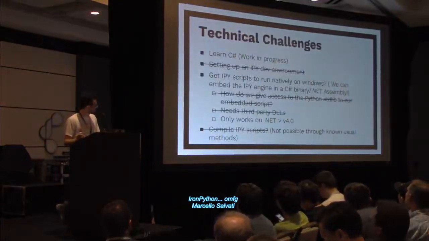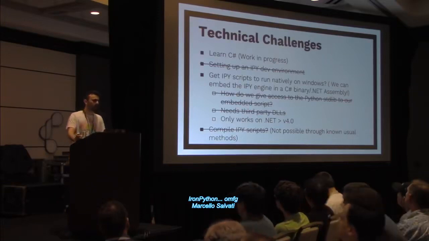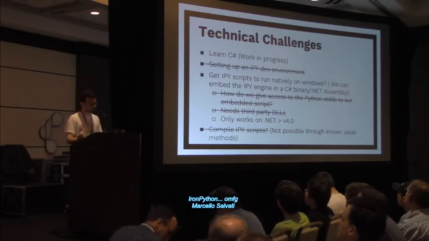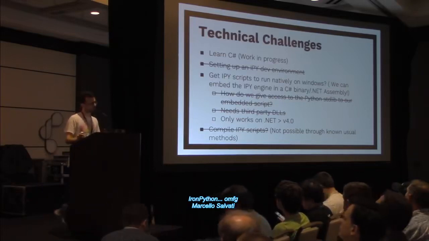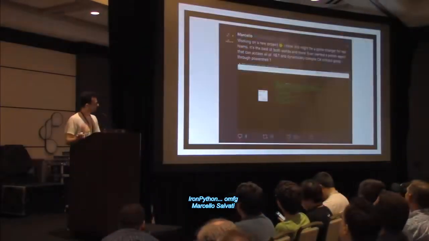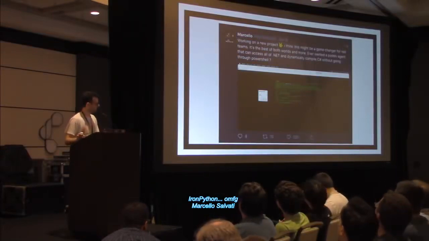So going back to our technical challenges, we pretty much took care of everything, but the problem is now it only works in .NET version 4.0, because the compiled IronPython assemblies are compiled against .NET version 4.0. So they won't work on any lesser versions than that. I actually figured out a way around this. I just need a lot more time to do that, but it is possible.